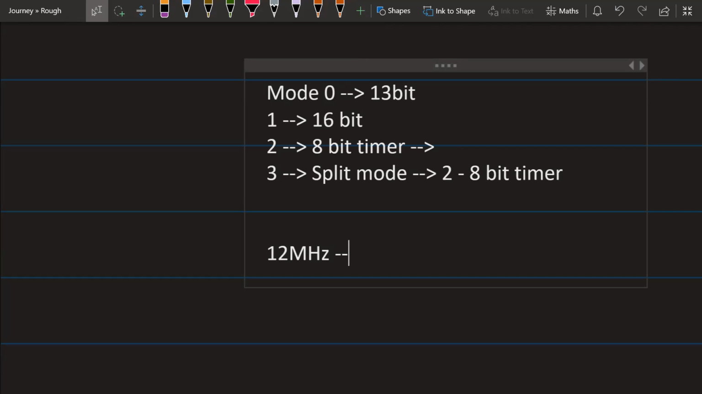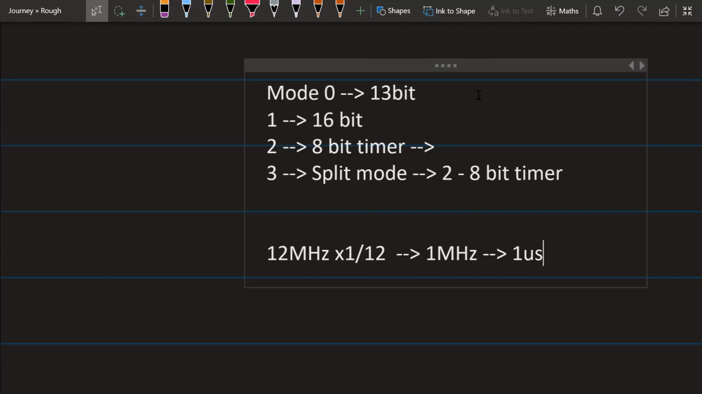Please note, in order to find the clock frequency of the timer, you have to multiply by 1 by 12. So my operating frequency of the timer now is 1 megahertz. Each count corresponds to 1 microsecond. Agree?